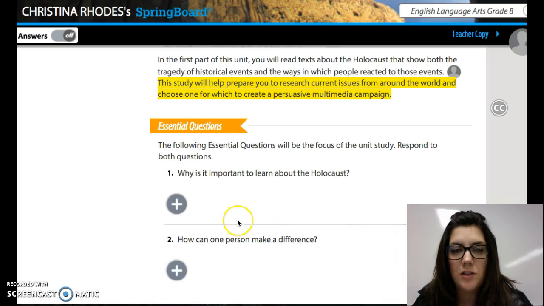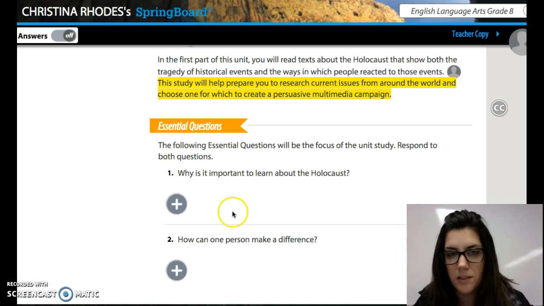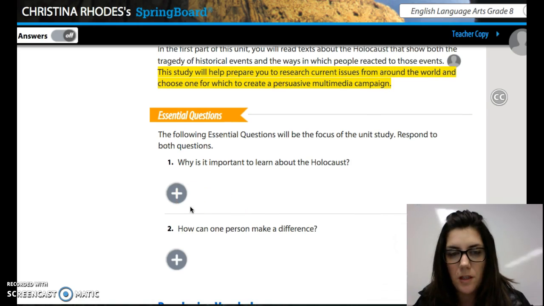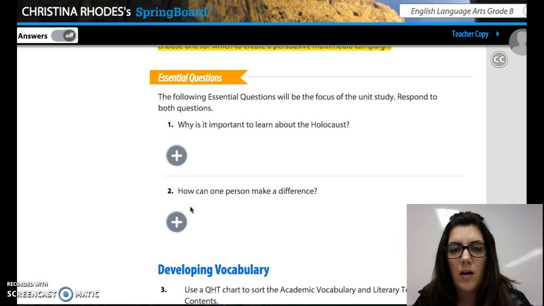Alright, we have our essential questions. The following essential questions will be the focus of the unit study. Respond to both questions. Number 1, why is it important to learn about the Holocaust? Please write that down. I'll pause it. Number 2, how can one person make a difference? Please write that down.